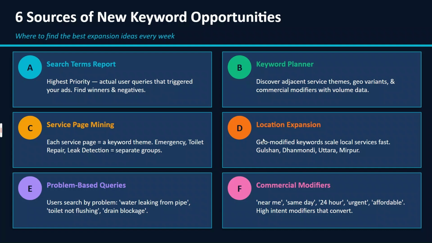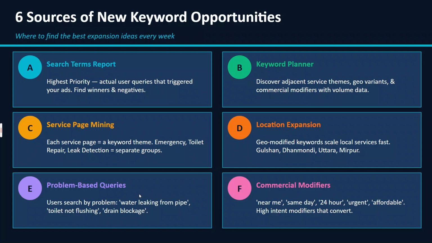Number four is location expansion. This is huge for local service businesses. Plumber Gulshan, plumber Dhanmondi, leak repair Mirpur. Each neighborhood can be its own keyword opportunity. Okay. So people search for any type of service, like if his fridge is not cooling, he searches fridge cooling repair, fridge not working, fridge not cooling solution, near me, near Dhanmondi, like that. Okay.